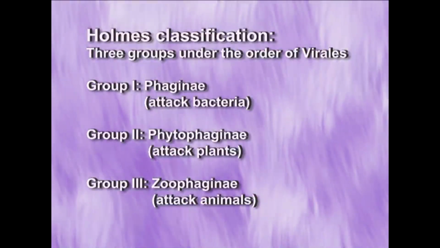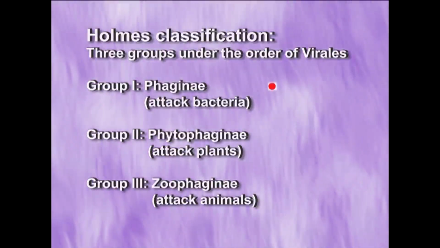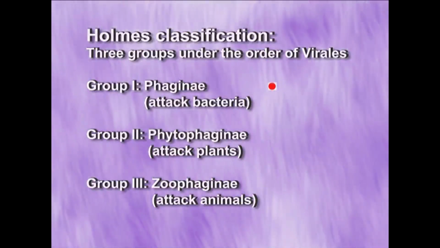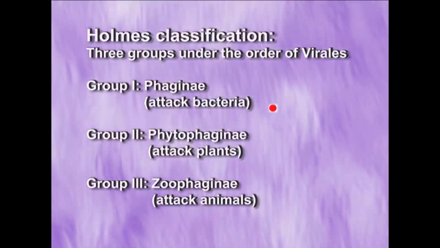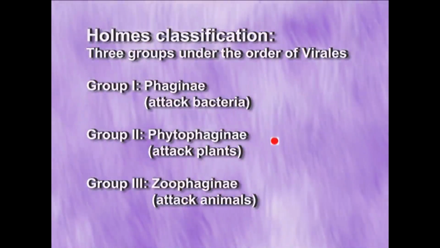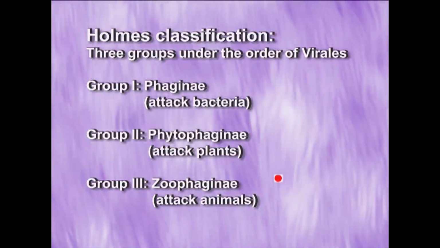The next classification was launched by Holmes in the year 1948, where he classified the viruses on the basis of the host organisms. He broadly classified them into three groups under the order Virales. He called group 1 viruses phaginae, that is, viruses that attack bacteria. The second one was phytophaginae, viruses that attack plants. And the third one was zoophaginae, that is, viruses that attack animals.